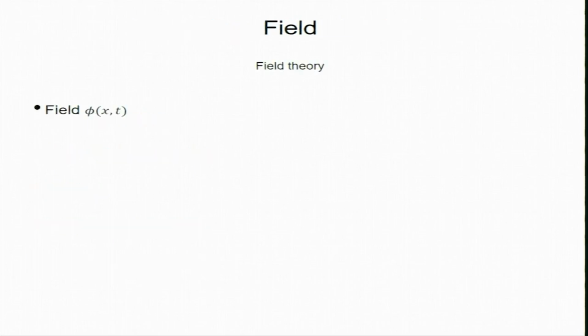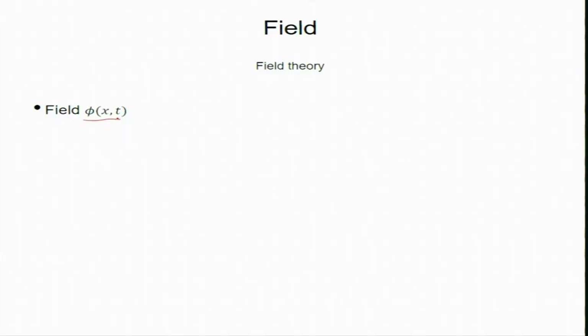So, let us look at an example. Basically, let us think of a string first. The field I am denoting by phi, and phi is a function of x and t. Earlier, a particle has position and velocity, okay. So, there are two coordinates for particles, but here there is a field which has a value for a given x and a given time, right.